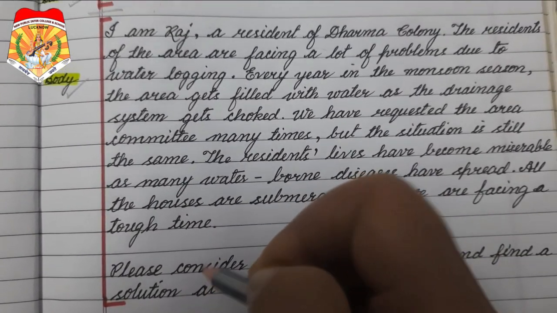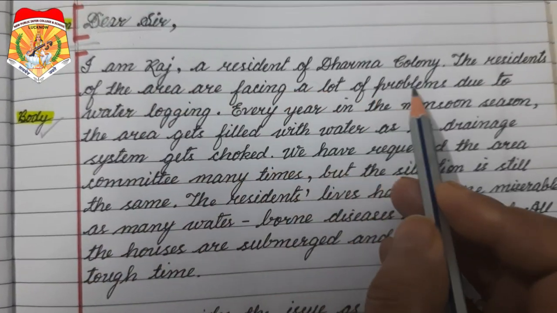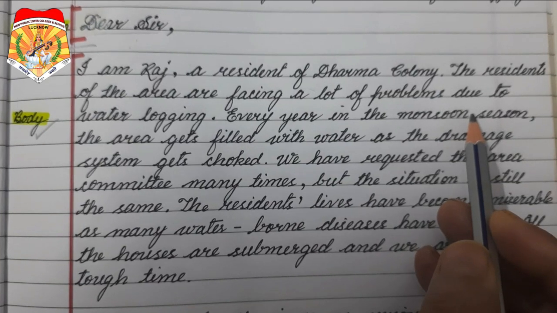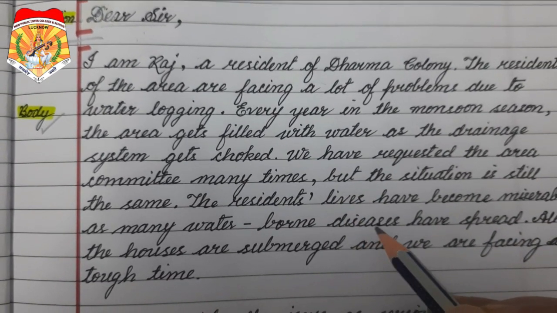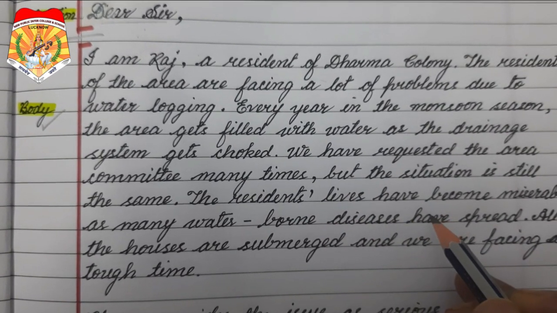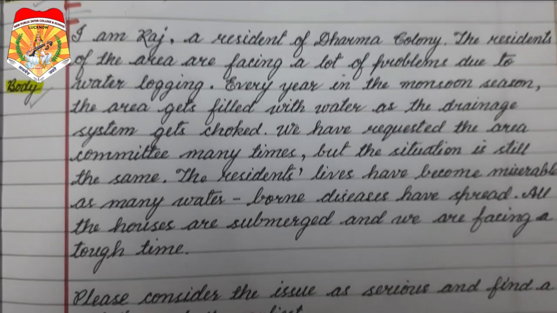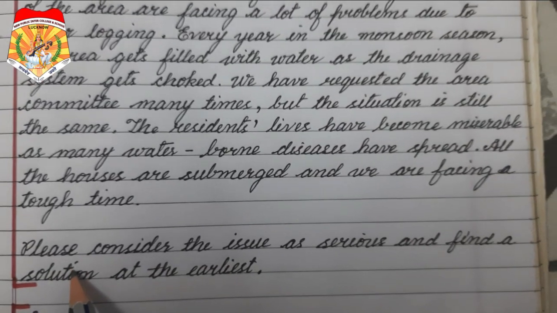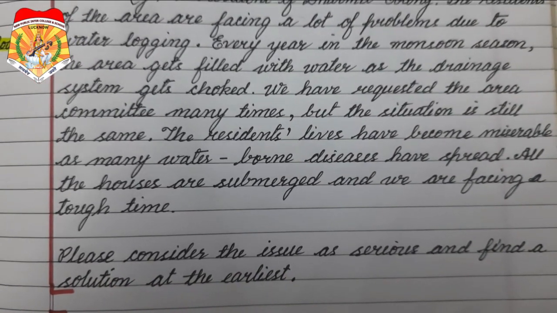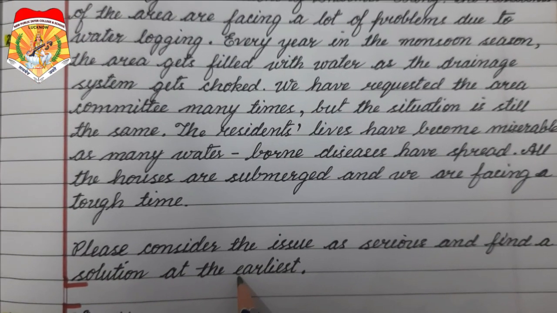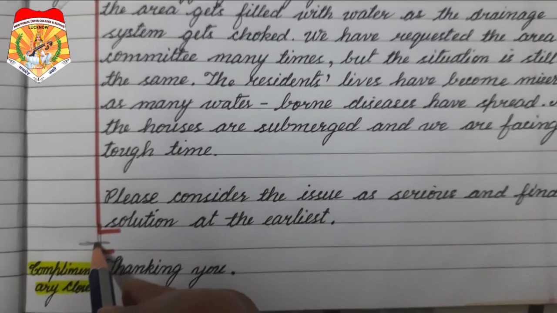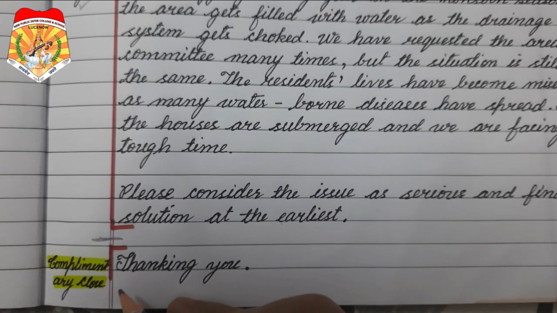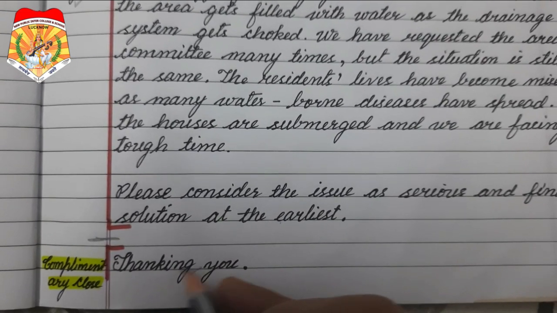The first paragraph should be aimed at introducing yourself and stating the purpose of your letter. The second paragraph should furnish all the information about the matter. The third paragraph can be a concluding paragraph where you lay out your expectations regarding the matter. You will leave one line after every paragraph, then write thanking you as a complimentary close.